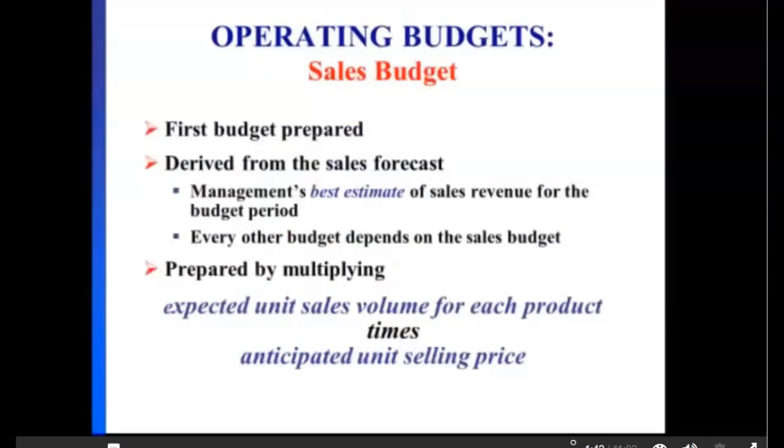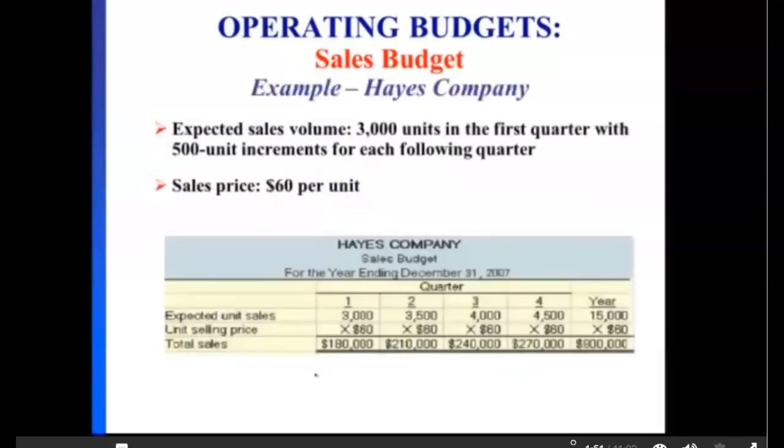So the whole thing starts with the sales budget. This is the first. They give us the best estimate of sales revenue. And they break it down: expected unit sales for each product and the selling price for each. So this budget is rather straightforward. Here we have quarter 1, 2, 3, 4. Expected units of sales: 3,000, 3,500, 4,000, 4,500. The selling price per unit is going to remain the same all year long at $60. So therefore, sales the first quarter, 180,000, second quarter, 210,000, third quarter, 240,000, and 270,000.